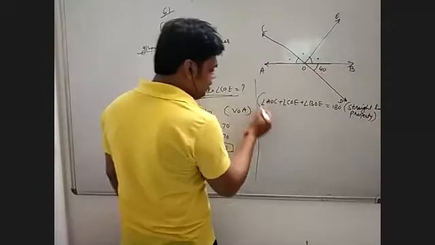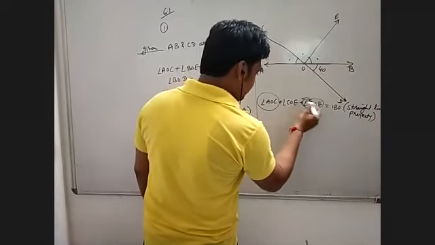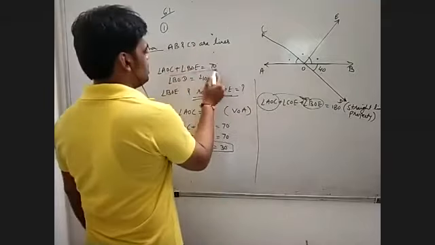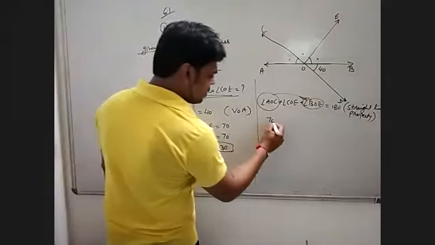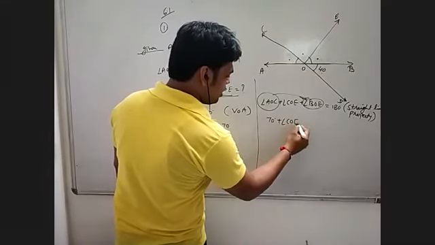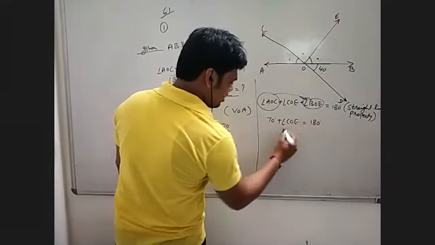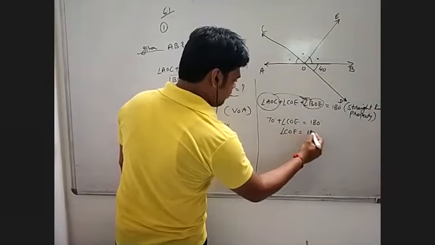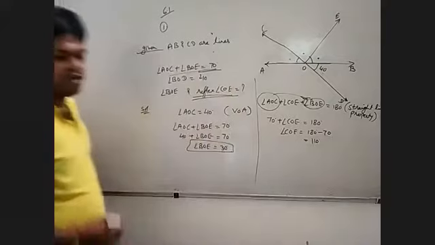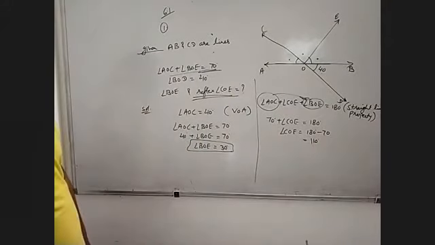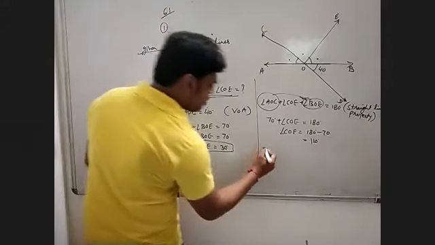Now the value of AOC plus BOE is equal to 70 degrees here. So we can put 70 plus angle COE is equal to 180. So angle COE is equal to 180 minus 70, which equals 110 degrees. Now the next part: we have to find reflex angle COE.